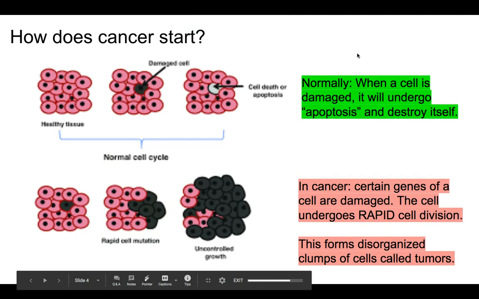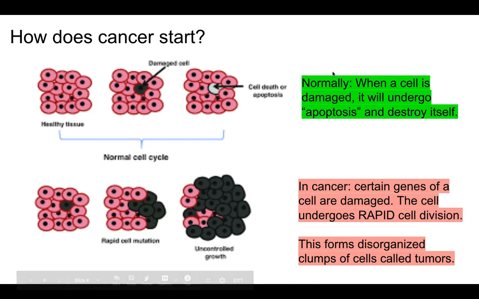Okay, so how does cancer start? As it said, normally when a cell is damaged, it'll undergo apoptosis, which is when the cell destroys itself. So it's basically programmed cell death. See, here's some healthy tissue. One cell gets damaged, gets some mutations, and the cell is going to basically destroy itself for the good of the rest of the cells and the rest of the body. But sometimes that doesn't happen.